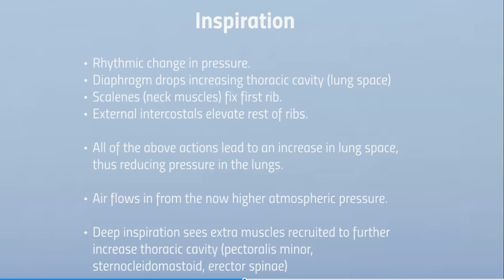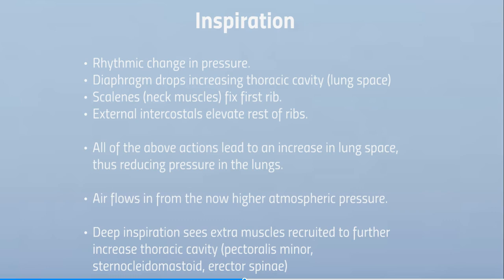So, a rhythmic change in pressure. This is probably the key slide, I guess, to remember the process, okay? A rhythmic change in pressure: the diaphragm drops, increasing your thoracic cavity or lung space, and the scalenes fix your first ribs in place. The external intercostals then lift up your ribs, and all of these actions lead to an increase in your lung space, which reduces the pressure in your lungs, and air will now flow in from the higher atmospheric pressure.